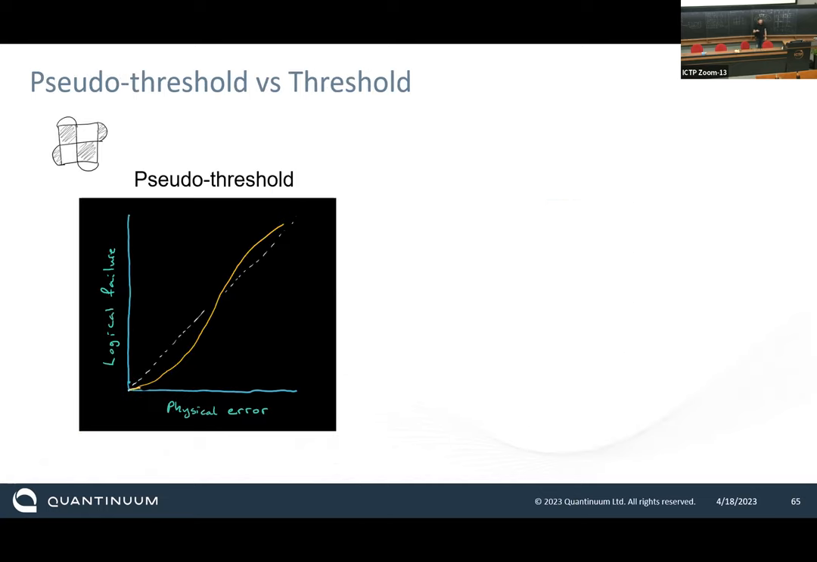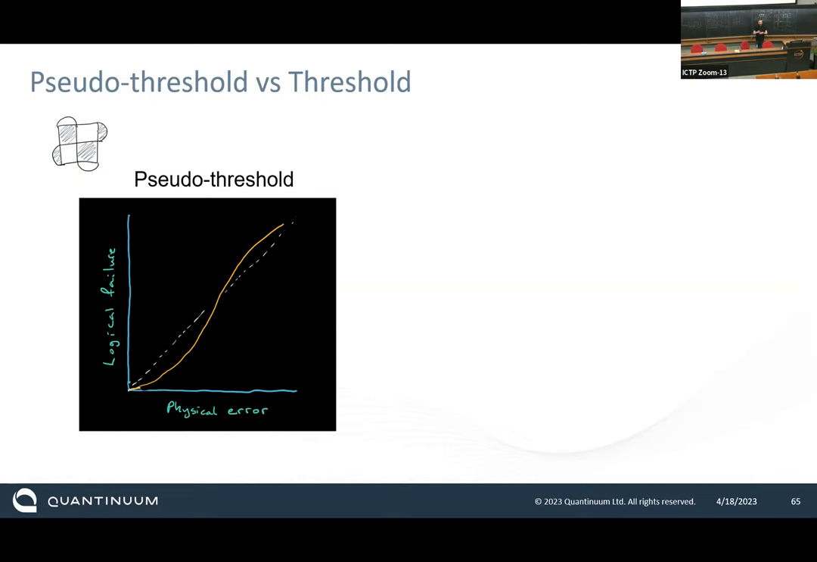You might have heard of this word threshold, and maybe you've heard of the concept of a pseudo-threshold. The pseudo-threshold refers to the performance of a code, like for a single code instance, not the entire family. What we have here in this graph on the x-axis is the physical error rate, and on the y-axis is the logical error rate. And this dotted line is where those two error rates equal each other.